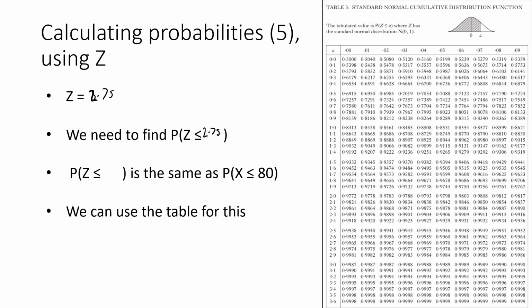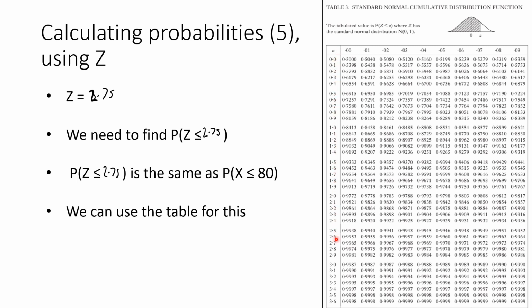And what that is the same to is the probability of someone getting less than or equal to 80. We include less than or equal to 80 because the probability of x being equal to 80 is 0, and that's the same with continuous uniform distributions as well. So it's kind of negating it.